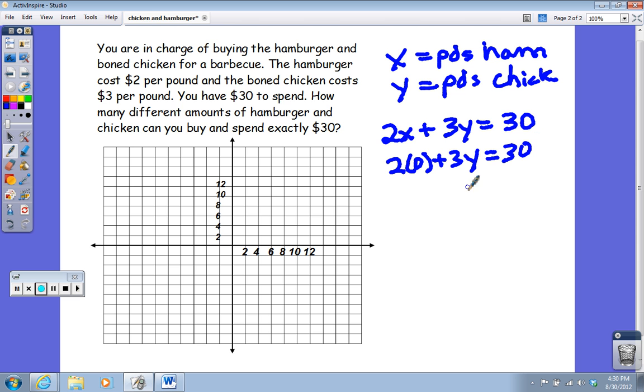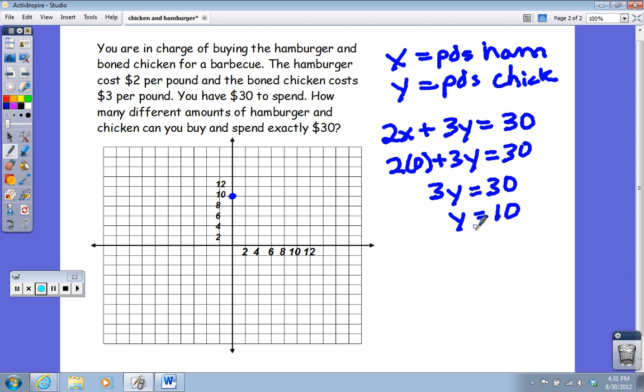And we know from the zero product property that anything times 0 is 0. We end up with 3y equals 30. And it turns out if you don't buy any hamburger, we can afford to buy 10 pounds of chicken. So if y is equal to 10, that's our y-intercept right here.